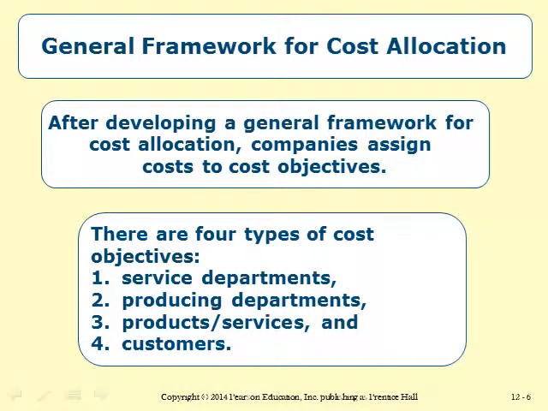After developing a general framework for cost allocation, we will take a careful look at the development and use of allocation systems. We'll use the framework in Exhibit 12-1 to show how cost allocation fits into the overall cost accounting system. Each of the arrows in 12-1 represents an assignment of some cost to a cost objective. We show four types of cost objectives: service departments, producing departments, products or services, and customers.